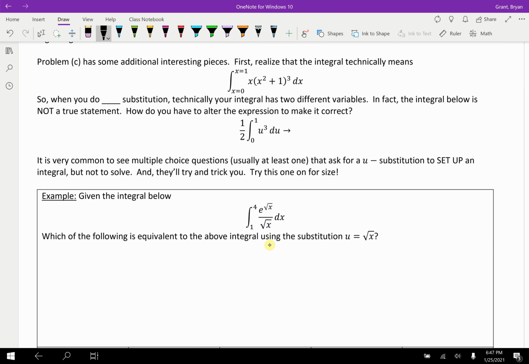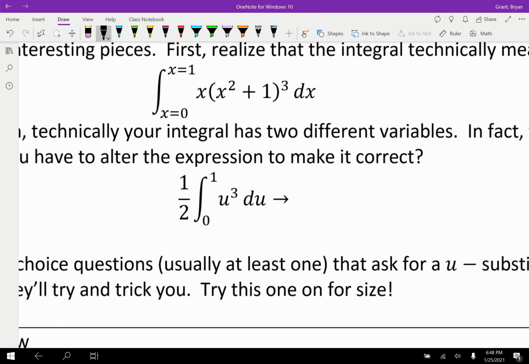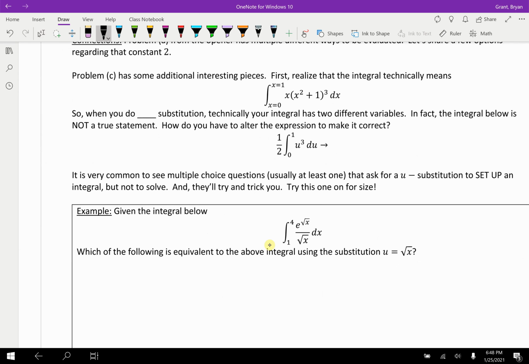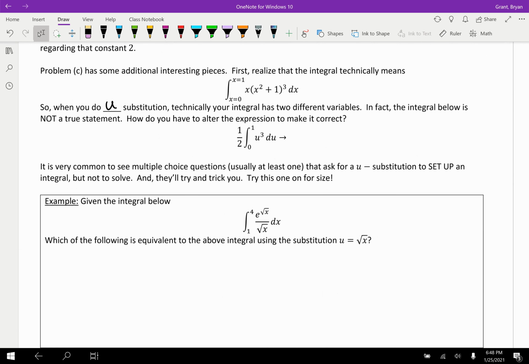So realistically, no one ever writes this for their integral, but this is part C again, the integral technically should say from x equals 0 to x equals 1, letting you know that they're along the x-axis, and this is a function of x. Everything in here is in terms of x, right? Now, we don't do that because it's just assumed that it matches. But the problem is when you do use substitution, and we talked about this before, technically, our integral gets 2 different variables, right? Let's look at the u substitution process one more time here, right?